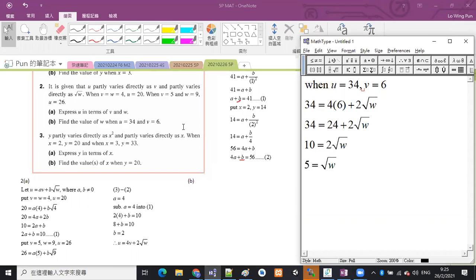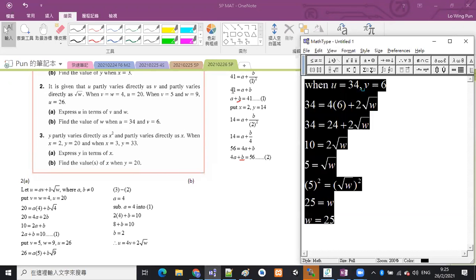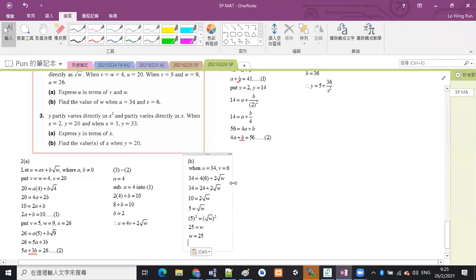To cancel out the square root, we need to take square on both sides. Okay, so 25 is equal to w, which means that w is 25. That is the answer of part B. Is that okay?